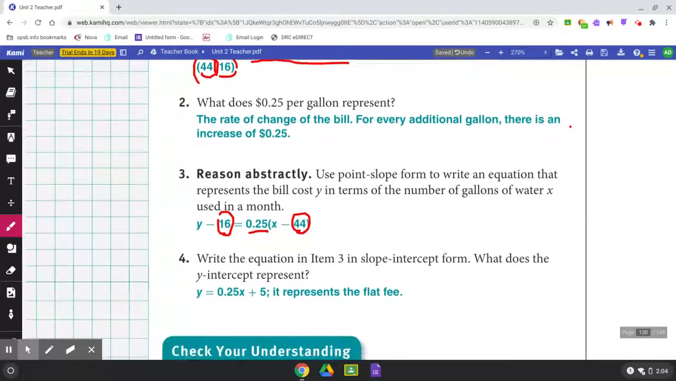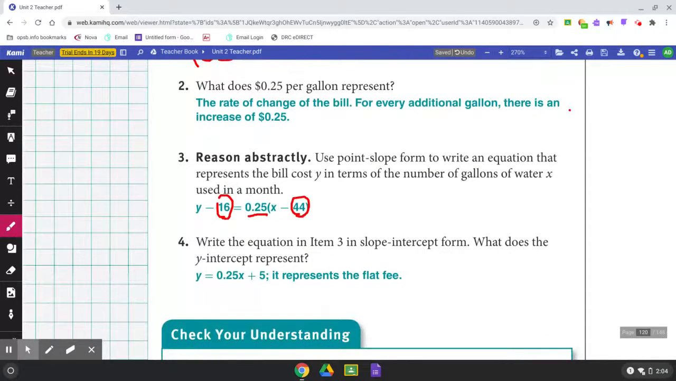Write the equation in item 3 in slope-intercept form. So this is going to require some math to be done. You're going to have to do some distributing and some shifting around, moving and simplifying and solving equations, going back to what we did at the beginning of the year, and you should come up to y equals 0.25x plus 5. So I'm going to do this over to the side. I've got y minus 16 equals 0.25 times x minus 44.